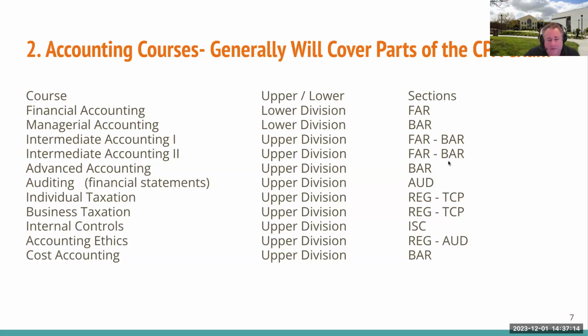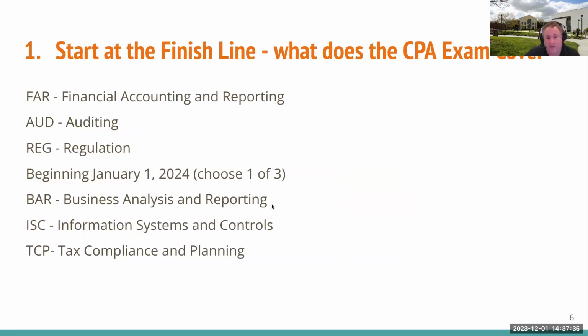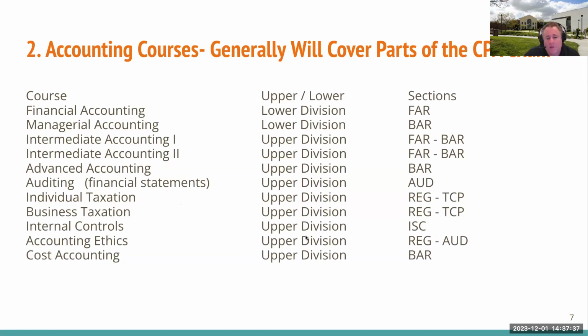Advanced accounting, this will be really helping you with BAR. Auditing, financial statements, this is going to help you with audit. Individual and business taxation, that's going to help you out with regulation or tax compliance and planning. You could take a class on internal controls, which would help you out with ISC, which is information systems and controls. Accounting ethics, you'll kind of see this peppered throughout. And then lastly, you have cost accounting, which is really going to be part of BAR.